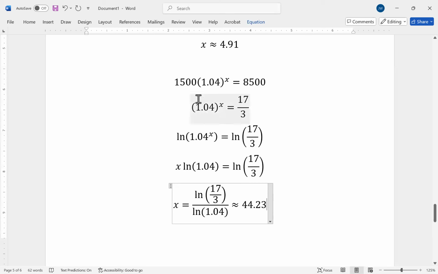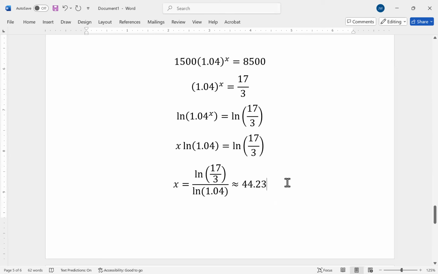Again, you can check that out by just taking 1,500 multiplied times 1.04 raised to that power and see if you get 8,500. I do get the right answer there. So isolate the exponential piece, apply natural log on both sides, and then solve for x.